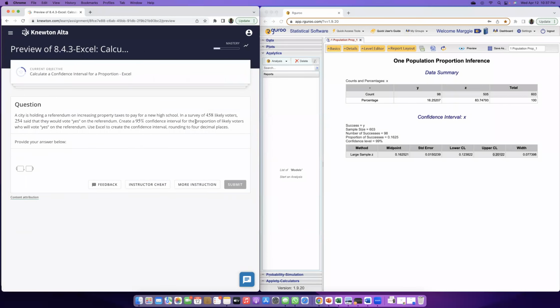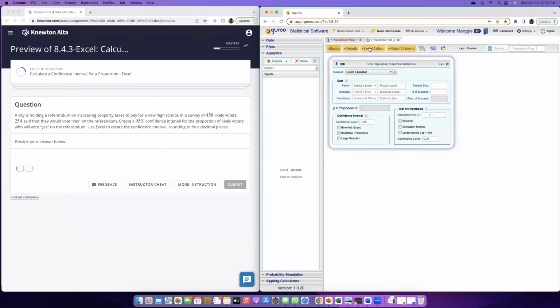Next problem. So I'm going to do the same. I'm going to open a new one. All right, so here we go. The city is holding a referendum on increasing property taxes to pay for a new high school. In a survey of 458 likely voters, 254 said that they will vote yes on the referendum, and we need to construct a 95% confidence interval for the proportion of likely voters who will vote yes on the referendum.